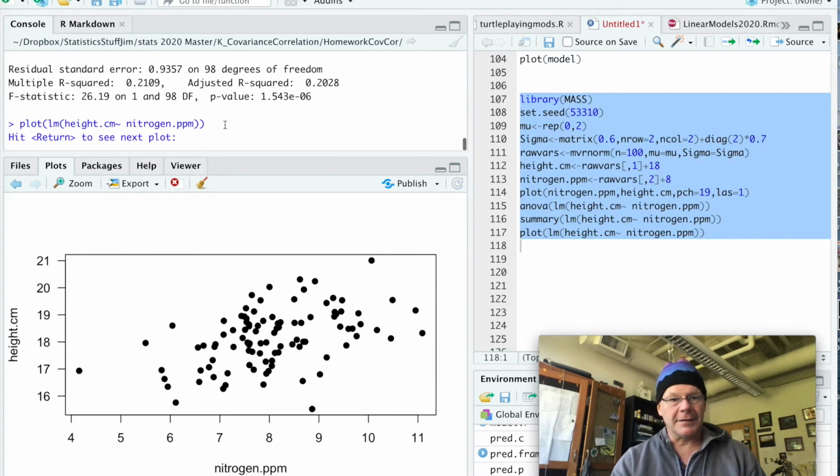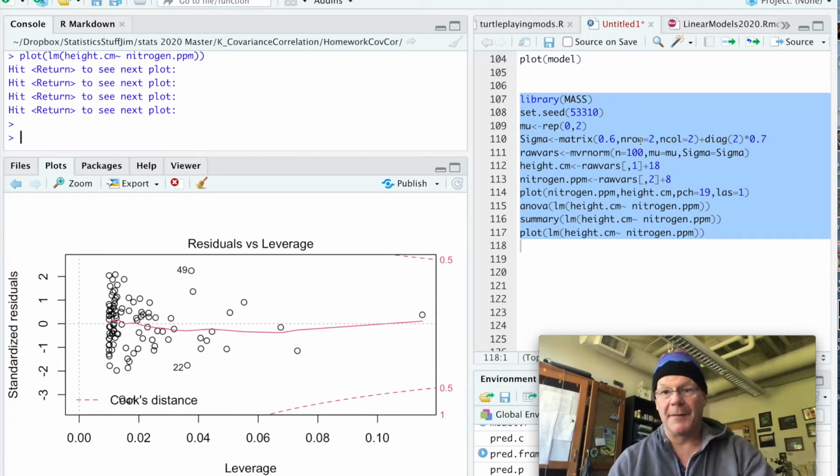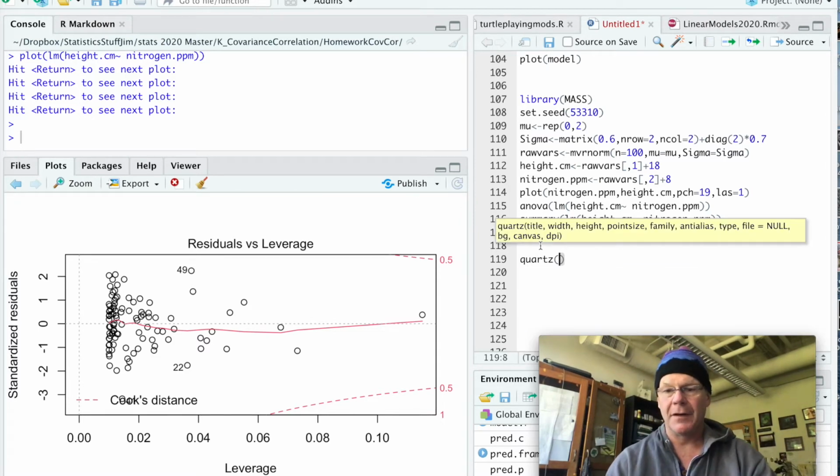I'm going to shoot through those. That's not what I meant to do, because what I want to do is put them all onto one plot so we can look at them all at the same time. So I'm going to call up my friend the quartz window so I can make it big.